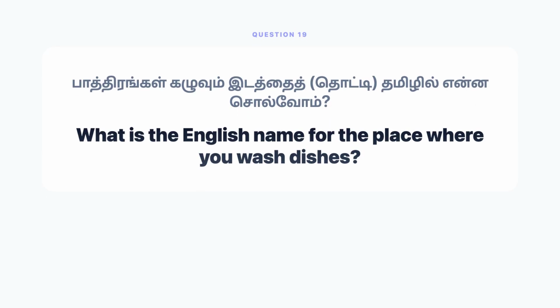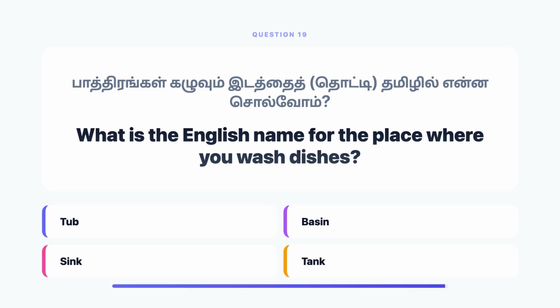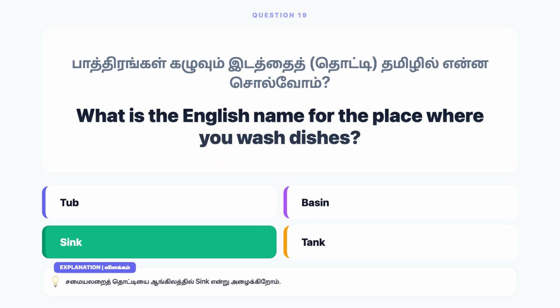What is the English name for the place where you wash dishes? Tub, basin, sink, tank. And the correct answer is sink. Excellent. You got it right.